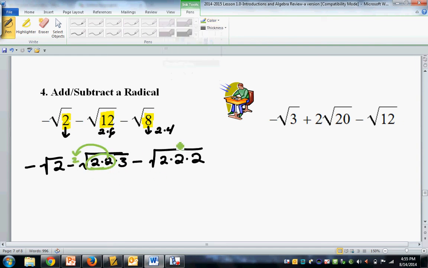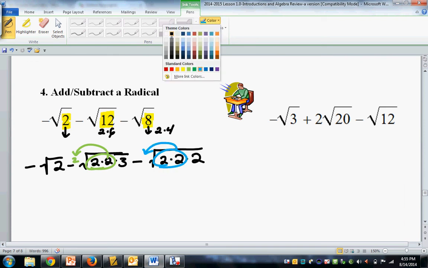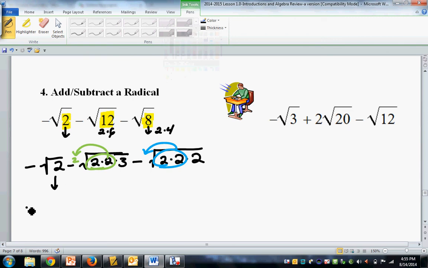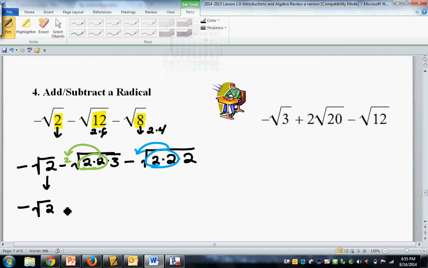I can circle that pair of 2s. We're going to pull out a 2. Circle this pair of 2s. We're going to pull out a 2. So this is going to be negative root 2 minus 2 comes out, root, that 3 stays in there, minus, bring that 2 out, 2 square root of 2.